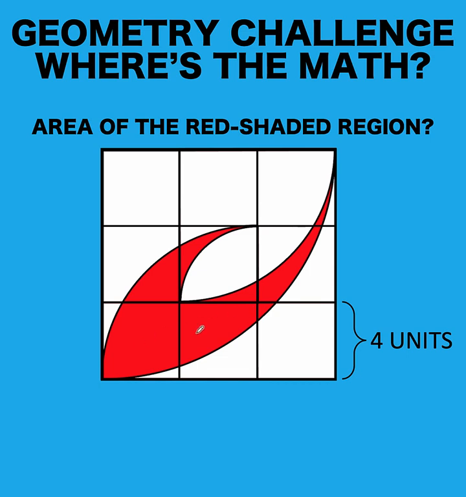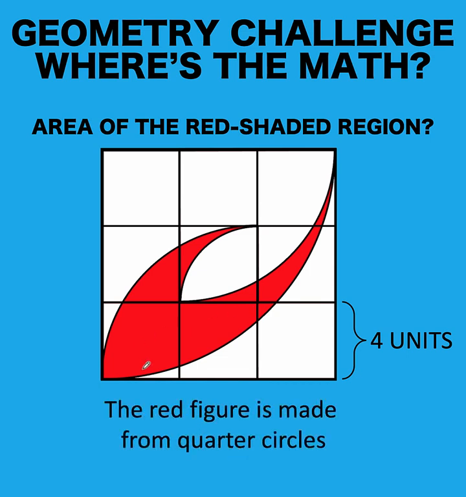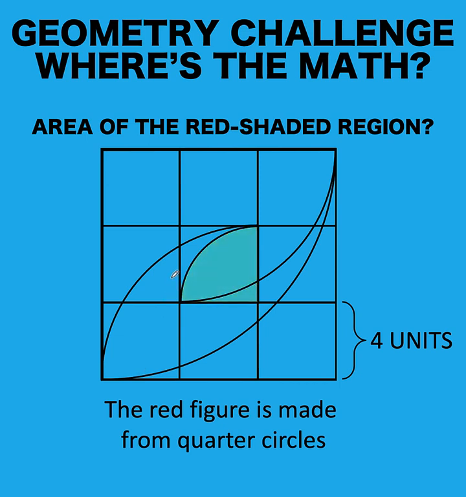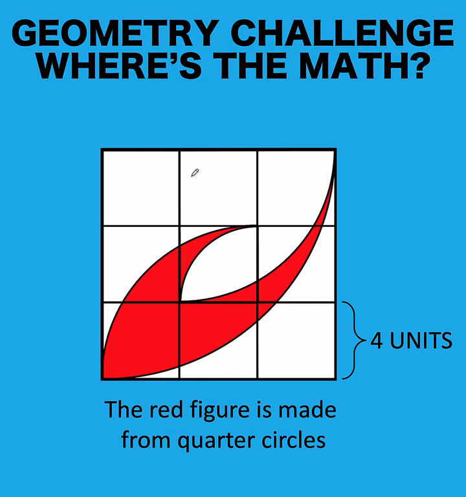This red shaded region is formed from quarter circles. And this is how we draw this figure. We are going to use 4 quarter circles, and this is the first, then here is the second, and here is the third, and here is the fourth, and finally we have the figure that we want. Then we are going to shade this region red and the background is white.